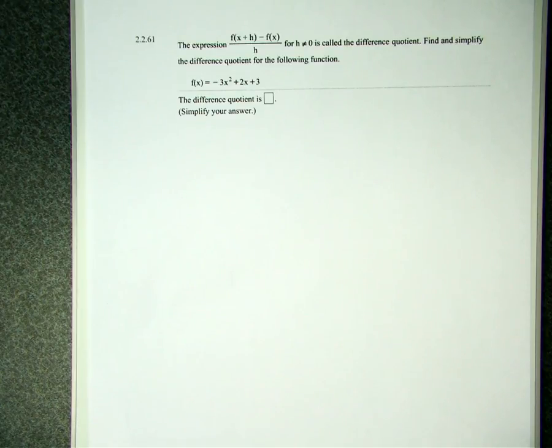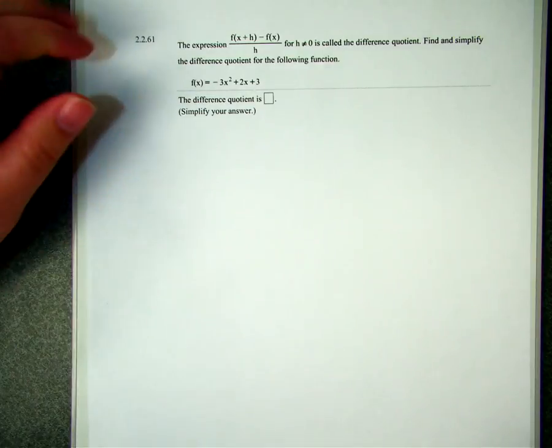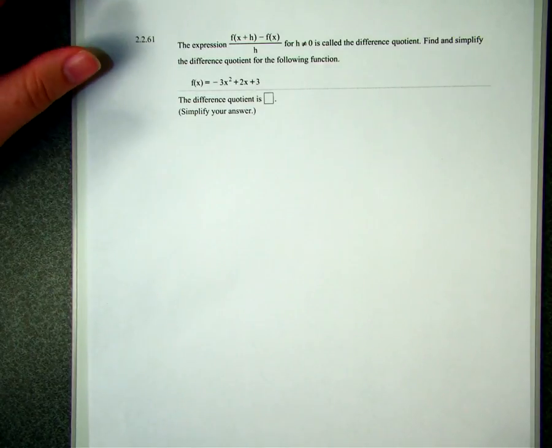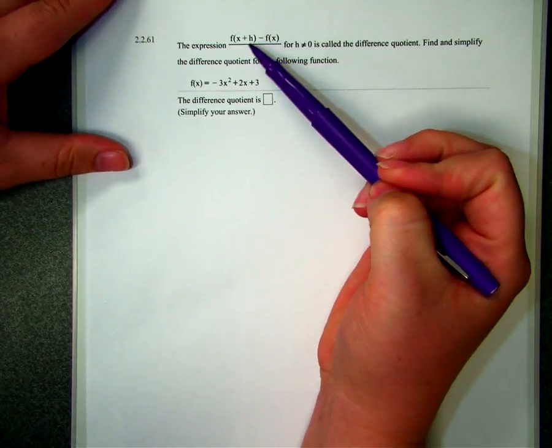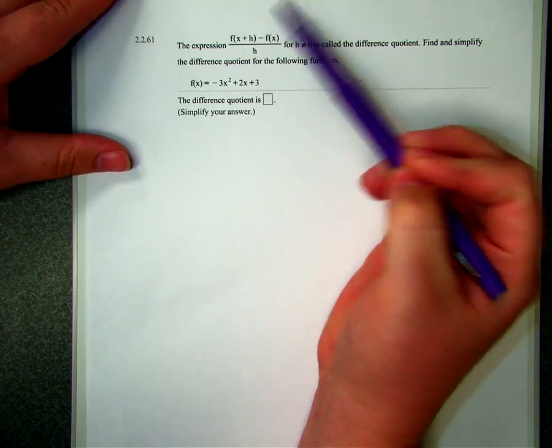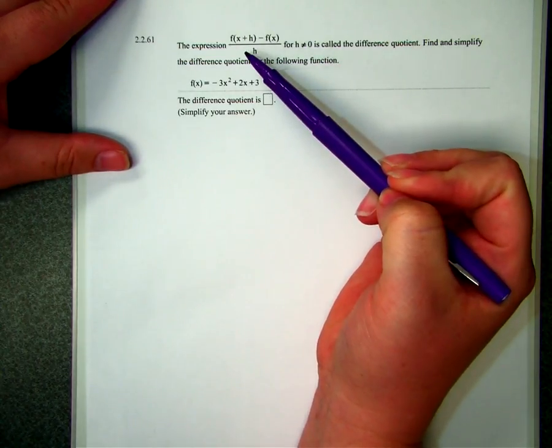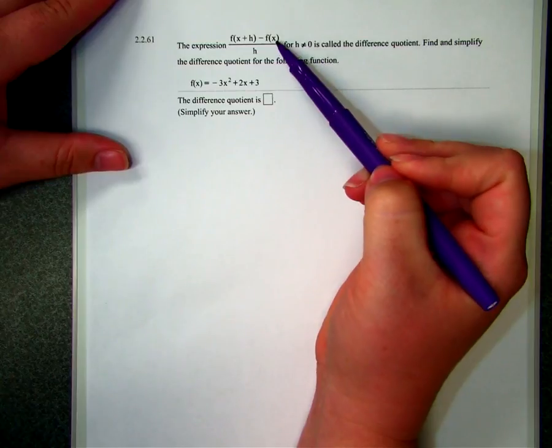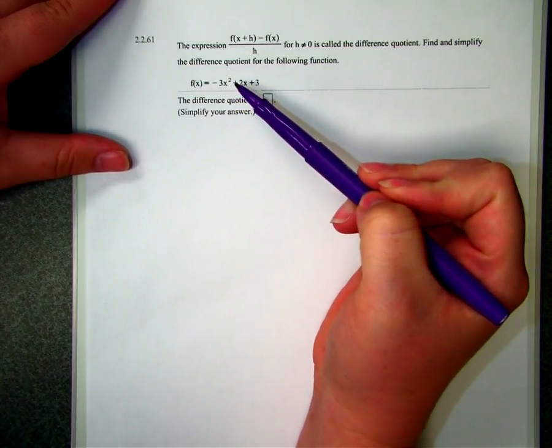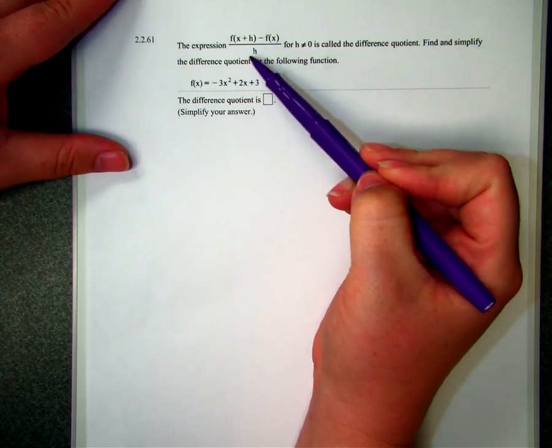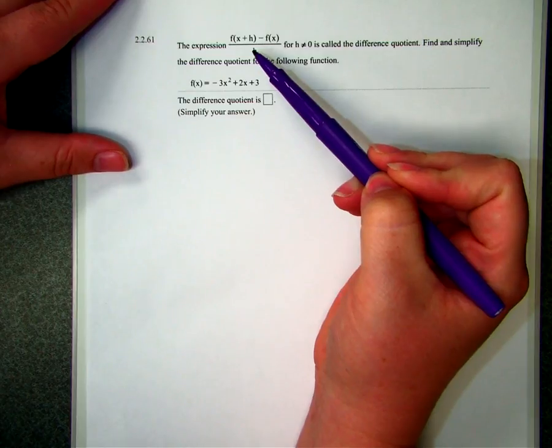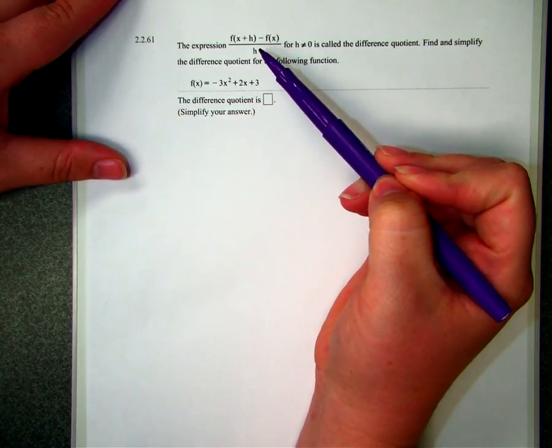Alright, our task at hand is to find and simplify the difference quotient for the function negative 3x squared plus 2x plus 3. So notice the difference quotient has the function f of x plus h, f of x, and then it has just the variable h. Know that f of x is given to us in the problem, and h is just a constant variable, so those are two parts that we don't have to do anything with.